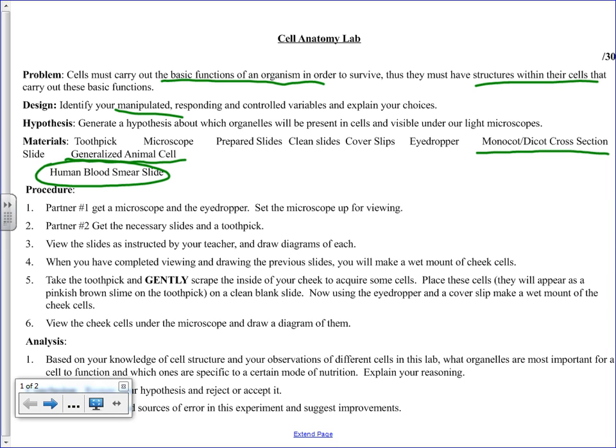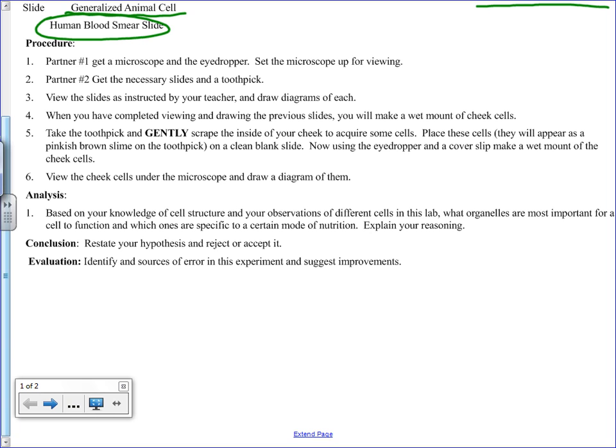When we get down to the analysis portion here, it says, based on your knowledge of cell structure, so looking at the notes from yesterday, the diagrams that we labeled in class, and your observations of different cells in this lab, again, excluding the red blood cell, what organelles are most important for a cell to function, and which ones are specific to a certain mode of nutrition?